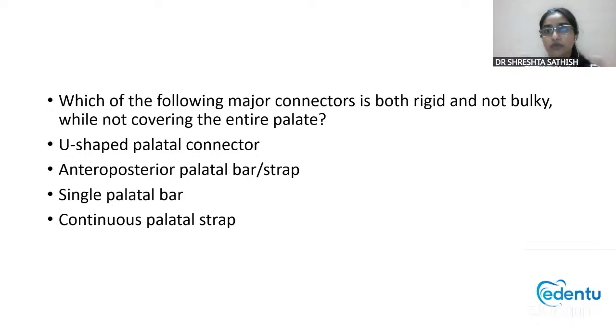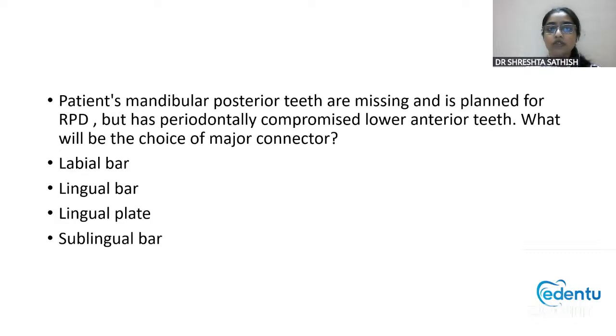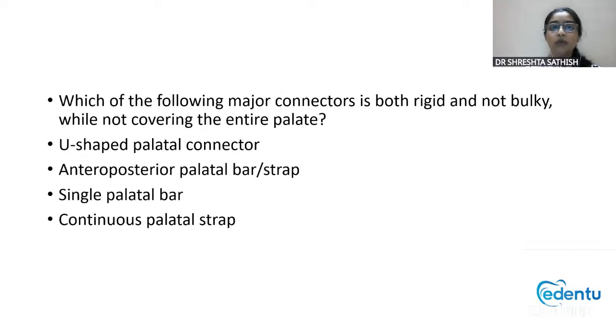Starting with the questions: which of the following major connectors is both rigid and not bulky while not covering the entire palate? U-shaped palatal connector, anteroposterior palatal bar or strap, single palatal bar, or continuous palatal strap. Your answer will be the anteroposterior palatal bar or strap. It is rigid, not as bulky as a complete palatal, and does not cover the entire palate. You have a bar in the anterior portion and in the posterior portion, and it is hollow in the center.